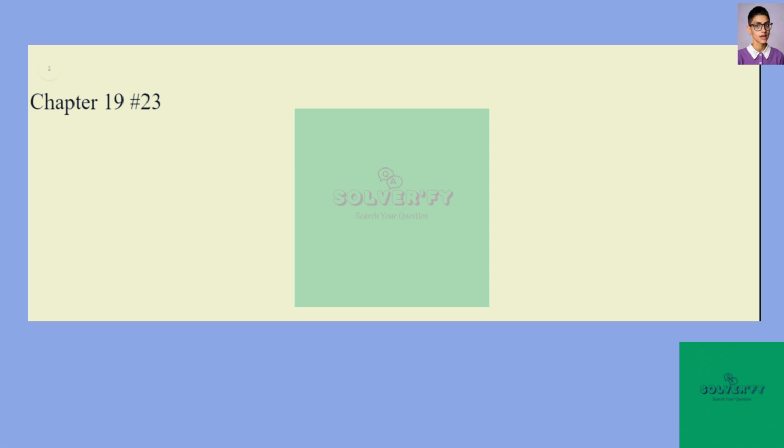This is the answer to Chapter 19, problem number 23 from the Smith Organic Chemistry textbook. This problem says, draw the positively charged, neutral, and negatively charged forms for the amino acid glycine. And we're asked which species predominates at pH 11 and which species predominates at pH 1.